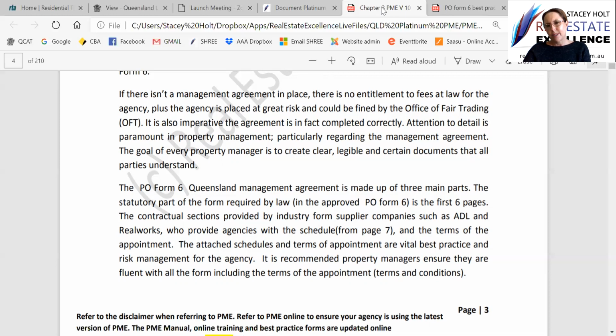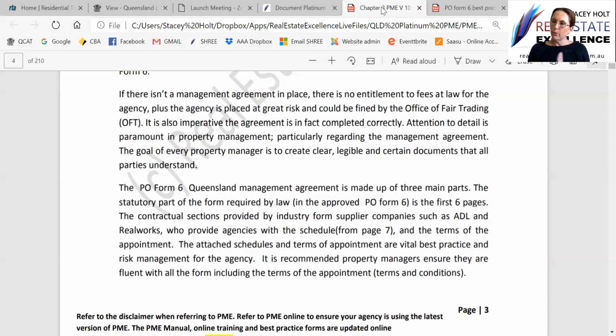And then your boss pays good money for good service, and your boss chooses to use 2 of the most common form providers in Queensland, which is ADL forms and, of course, RealWorks. So they both, as part of their services, provide you with page 7 onwards. Now, page 7 onwards is not the law. You don't even have to have it. By goodness, forget I said that, because you should have it for risk management. It's contractual law. So the statutory law is pages 1 to 6, and then you've got pages 7 onwards, which is the schedule and then the terms.